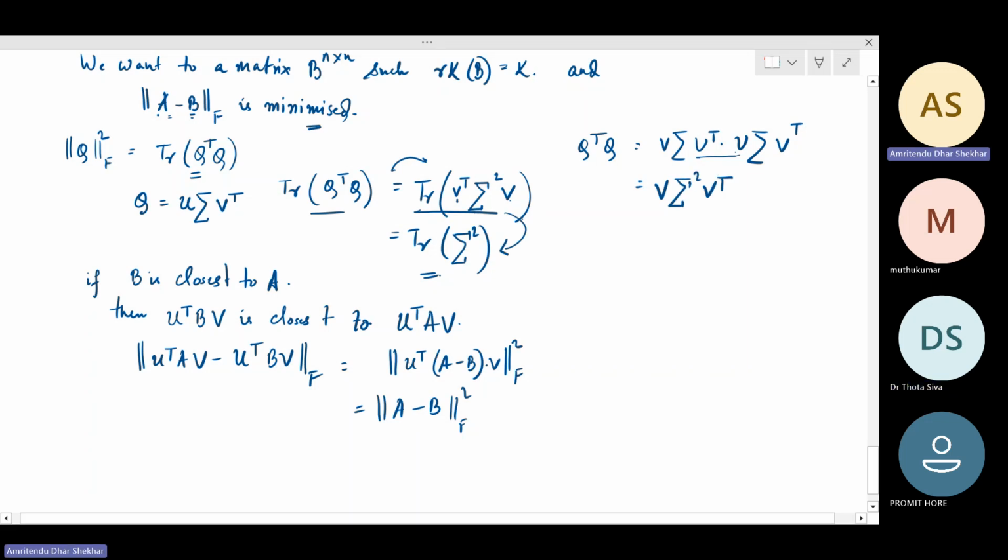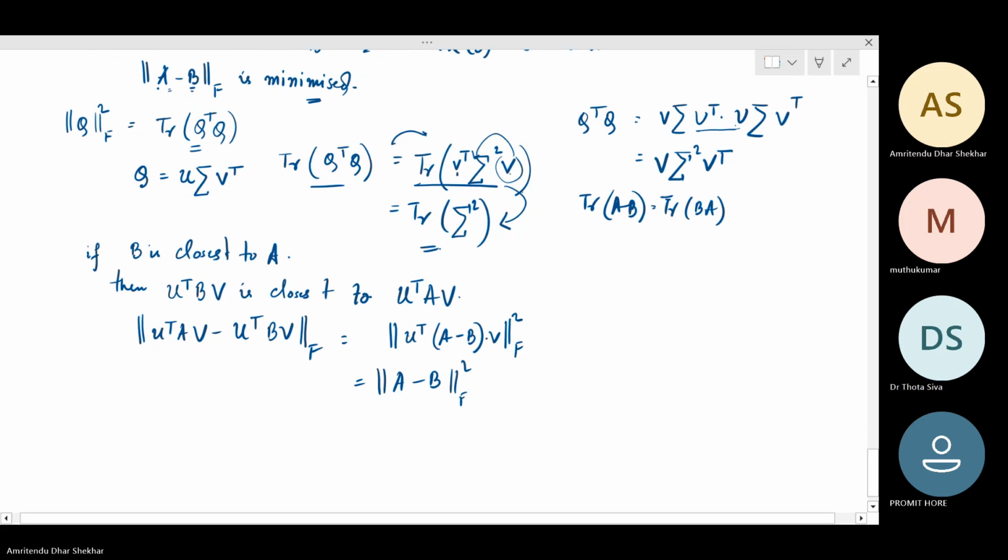You're talking about this step? Yeah. So this follows from here, like trace of AB is equal to trace of BA. You can take this V and send it to this side. Okay, right, I got it.